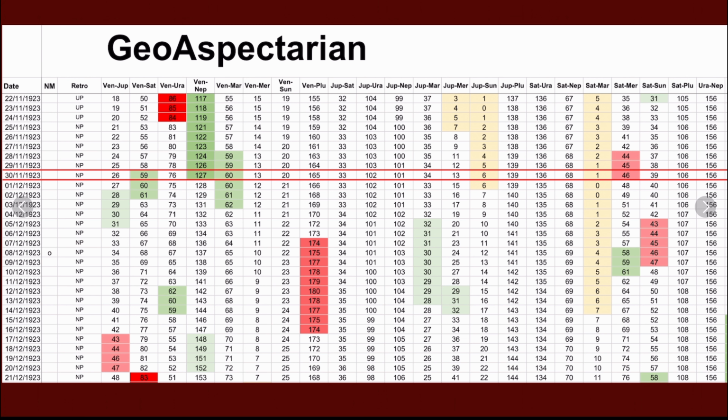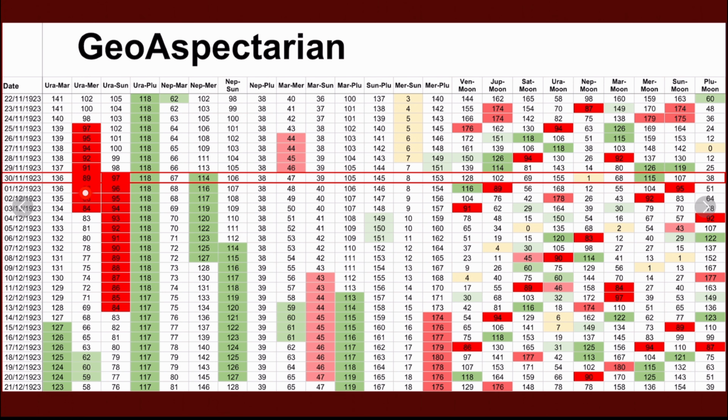Now moving to the right, we've got Uranus, Mercury square. We've got Uranus Sun just out of that 6-degree orb, but nearly in a square. We've got Uranus Pluto in a trine, Neptune Mercury in a trine. Venus and the Moon is just coming into a trine, and Jupiter and the Moon just coming into a square aspect. We've got Neptune and the Moon conjunct, and Mercury and the Moon in a trine.